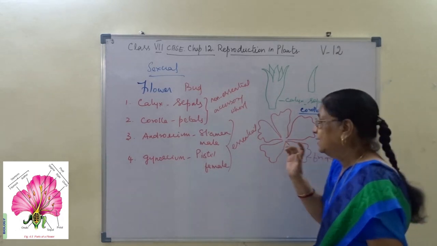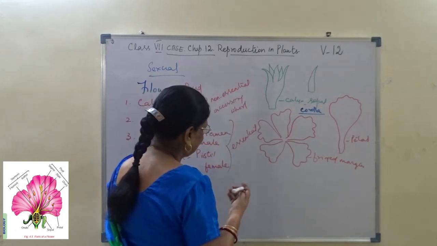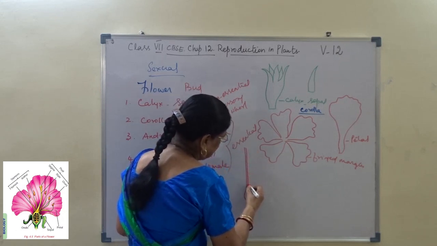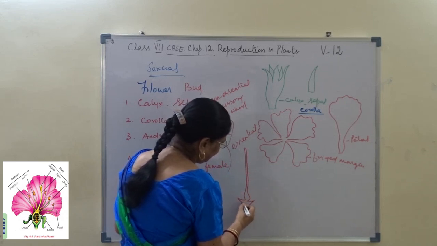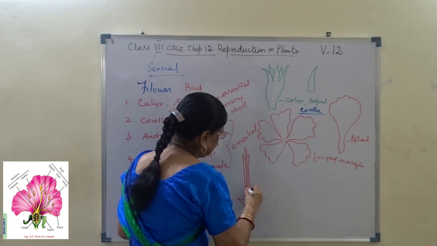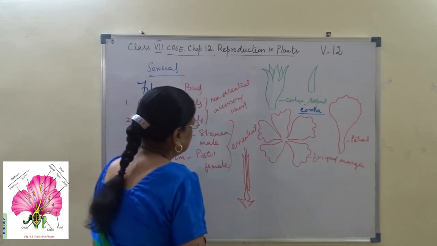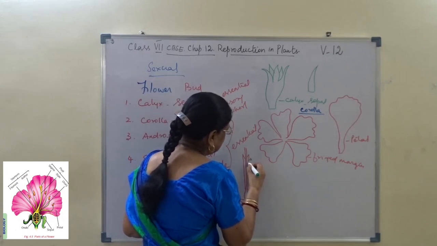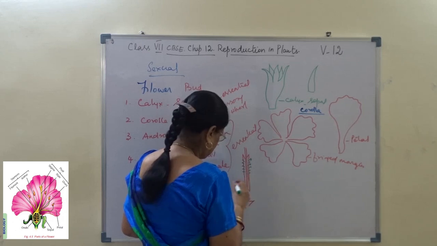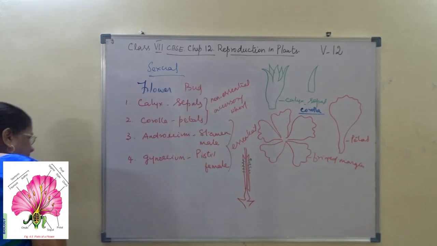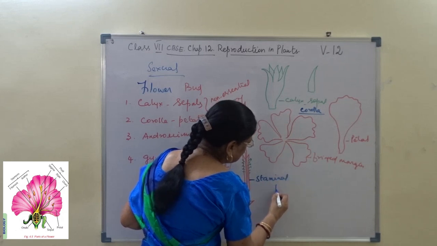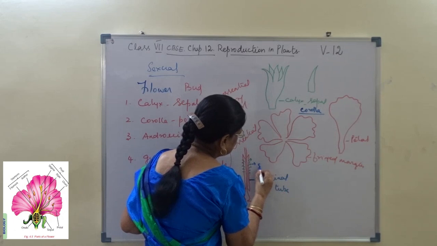I hope you understand. And then androecium will be structured like this. These stamens are arranged like this. In hibiscus, the stamens are arranged like this. Here, this is the staminal tube. This is called the staminal tube, and this is the stamen.